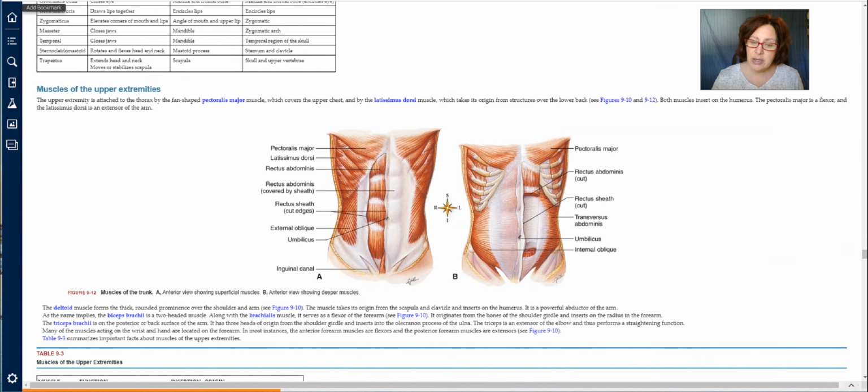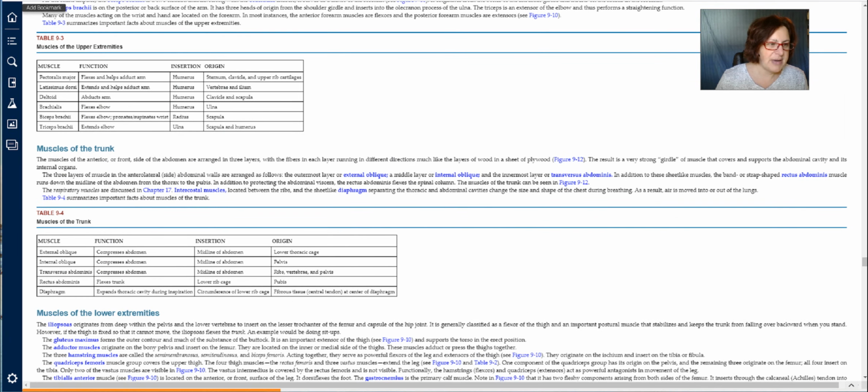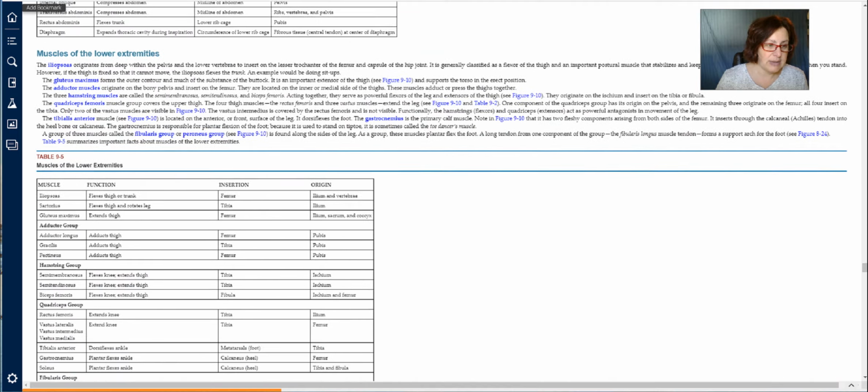Our abdominals, we hear about the six-pack in the abdomen. That's our rectus abdominis that comes through here. But then it's covered by this fascia, so you don't see it when you're cut open. You actually have to get through that fascia before you see some of that. But then you have muscles on the sides as well that allow us to do all of our movement. The upper extremities and the lower extremities are all listed.